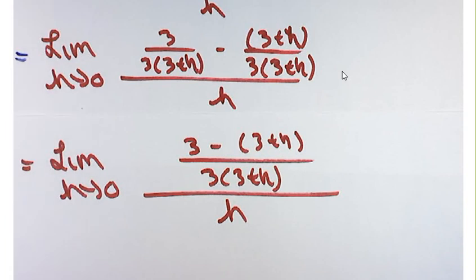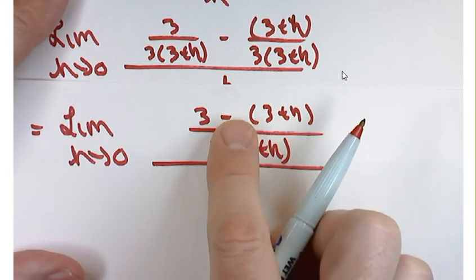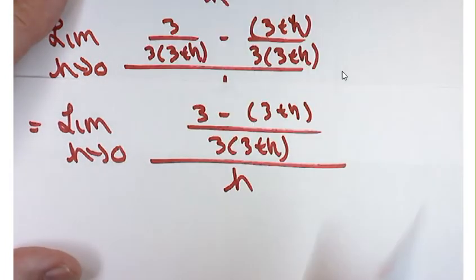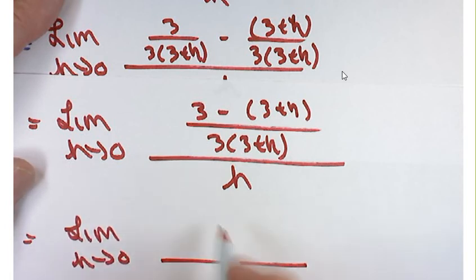Can anyone see what's going to happen? Tim? Perfect. Now the one thing you have to be careful about in terms of canceling out the 3's is that h is going to end up with what sign? Negative. Thank you. So this is going to be the limit as h approaches 0 of negative h over 3 times 3 plus h, over h.